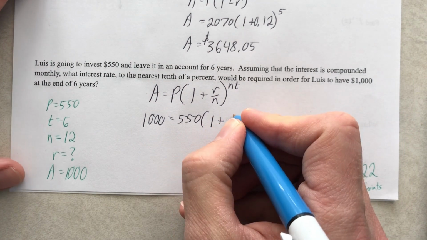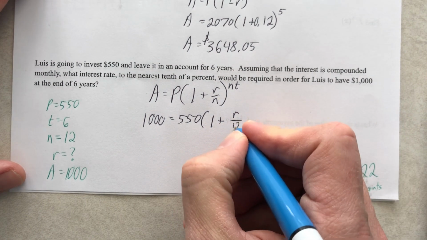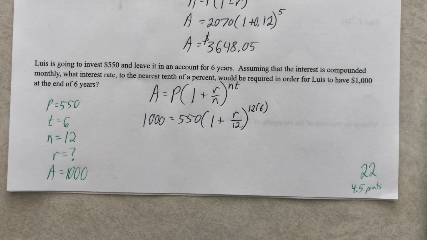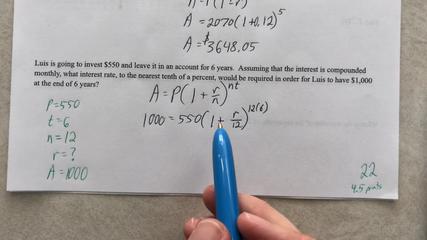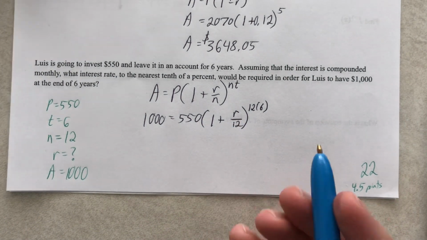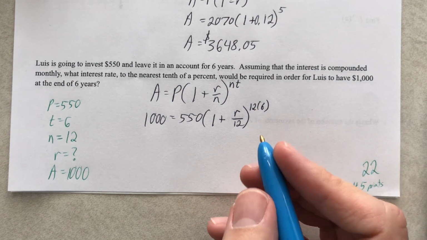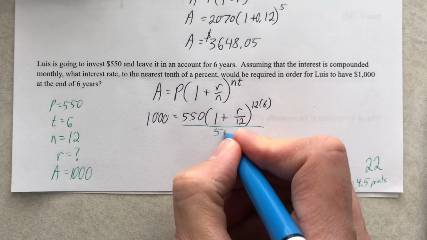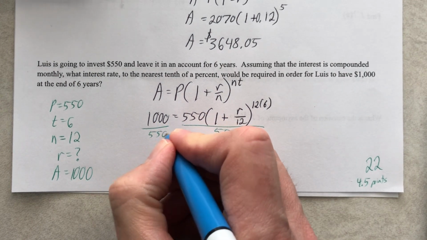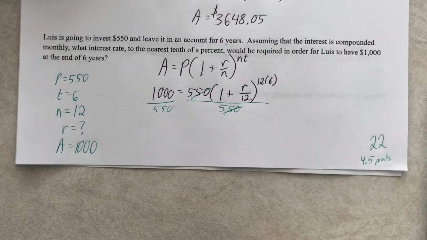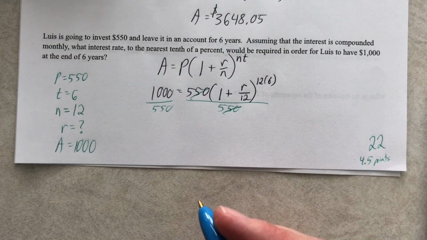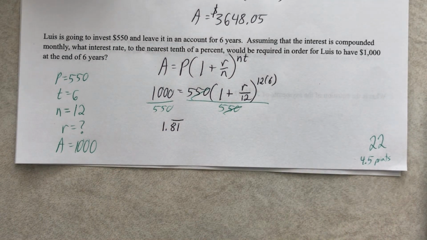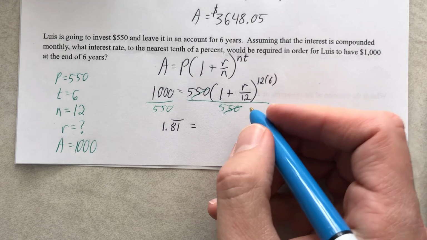1 plus, I don't know R, I do know N, I do know T. Fill in everything you know and then just look at it and say, well, what do I need to do? Solve for R, that's what you need to do. Okay, what can I do? Well, I can figure out 12 times 6, let's do that, 72. I can also divide by 550 and get that 550 out of the way because it's going to complicate the process over here if I don't. So when I divide that, I will get 1.818181. Trust me, it is. I'd type it in, but don't want to waste your time. You know how to type.